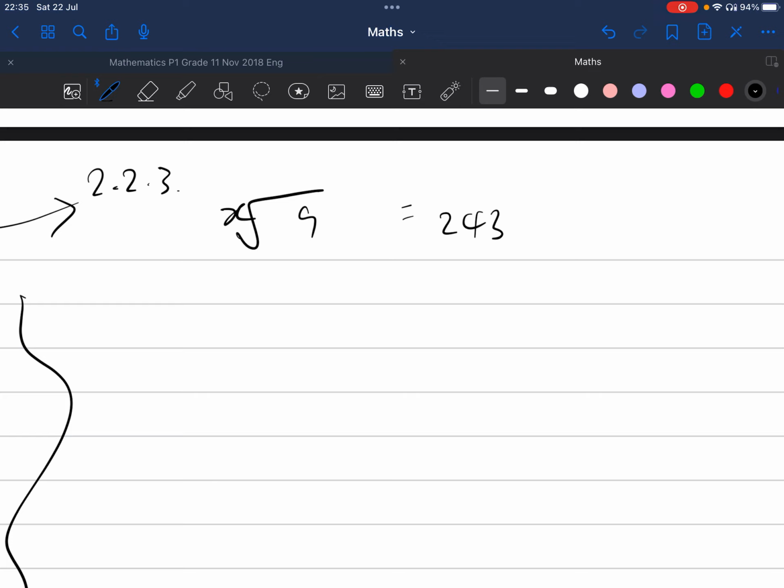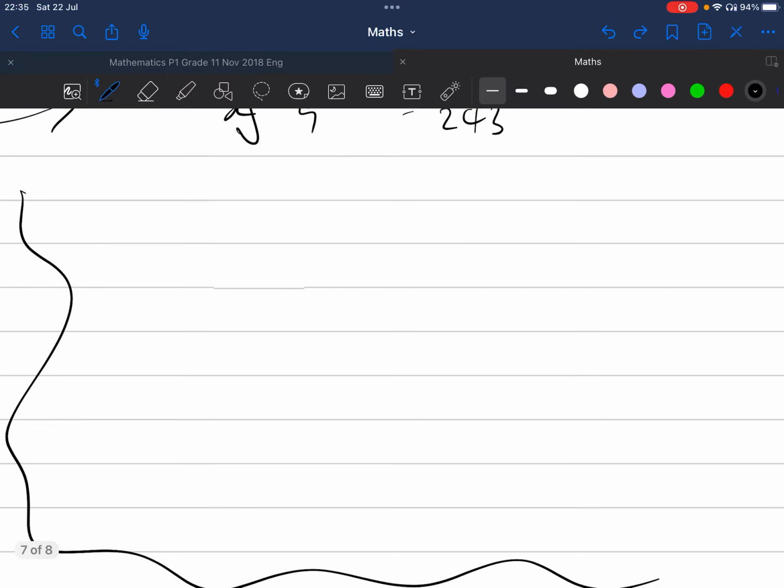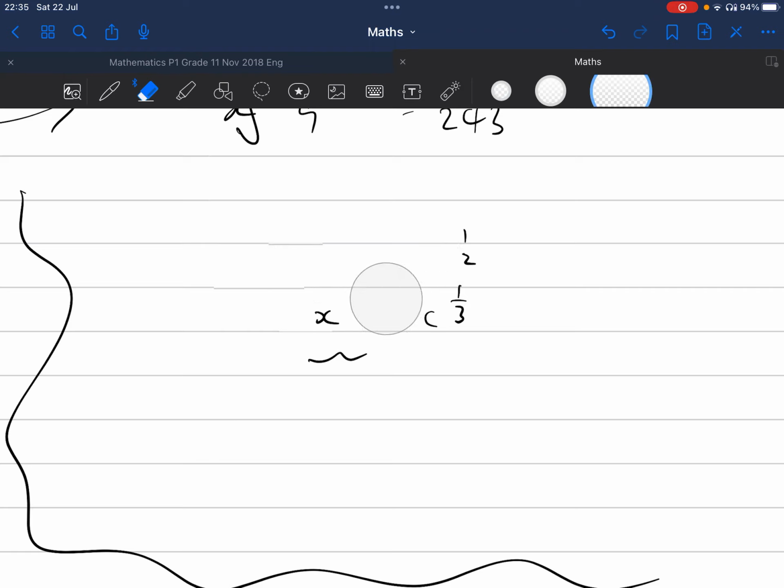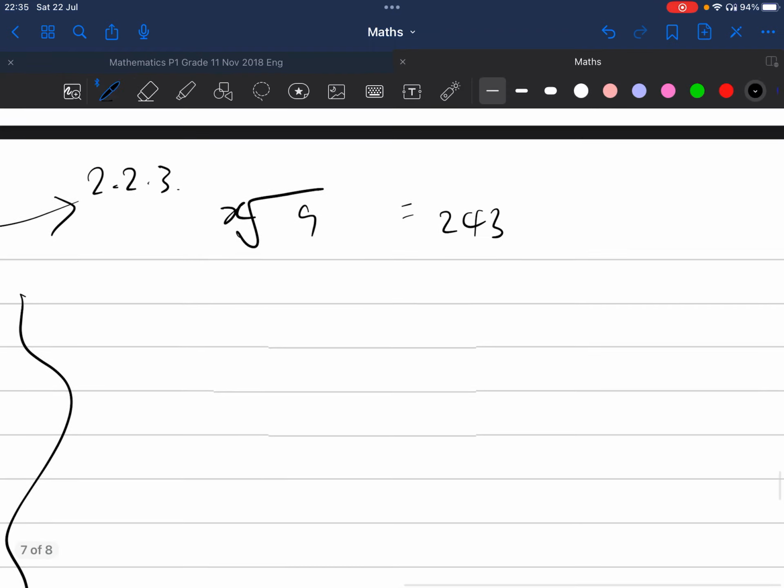Firstly, let's understand what the sign means. In the context of exponents, remember if I say the root of x, that's the same as saying x to the power half. If I say the third root of x, that's x to the 1/3, and so on. So if I say the xth root of 9, that's the same as saying 9 to the power 1/x. So let's keep that in mind.